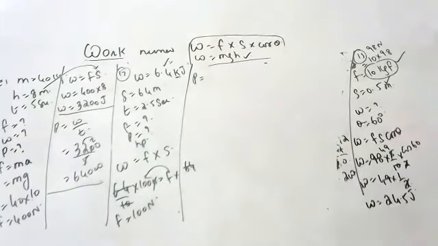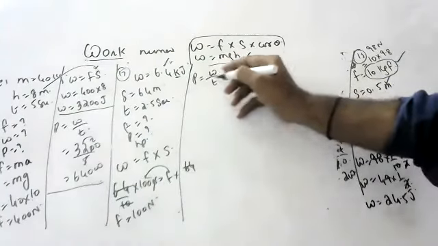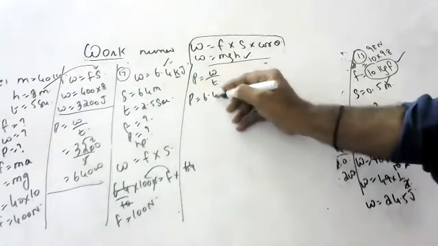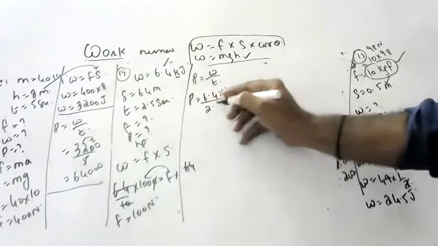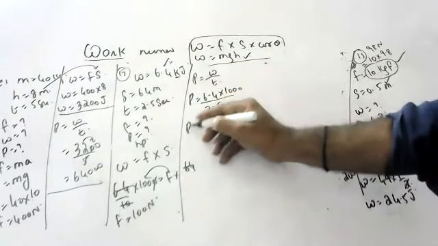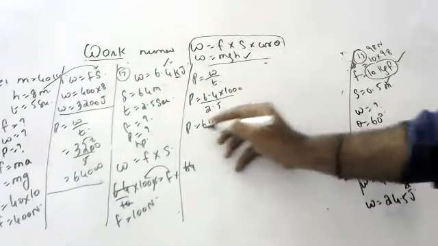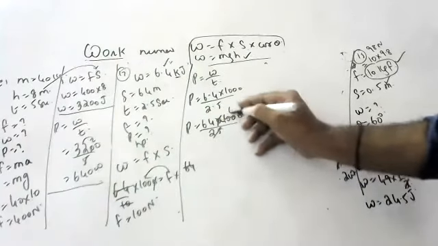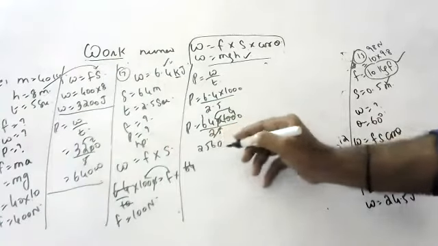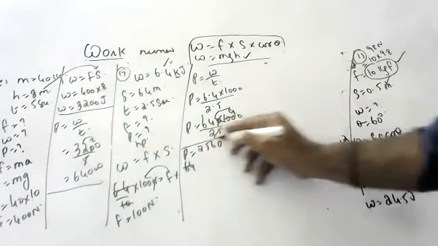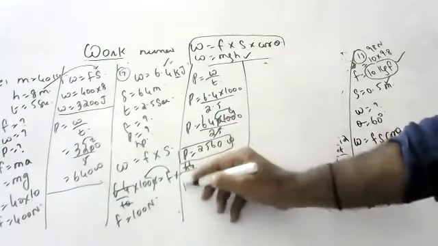Power is equal to work by time. Work is 6.4 kilojoule into 1000, and this is by 2.5. This point will go away. So what do you get? 64 into 1000 by 25. 25 fours are 100, so power is equal to 2560 watts. Next.